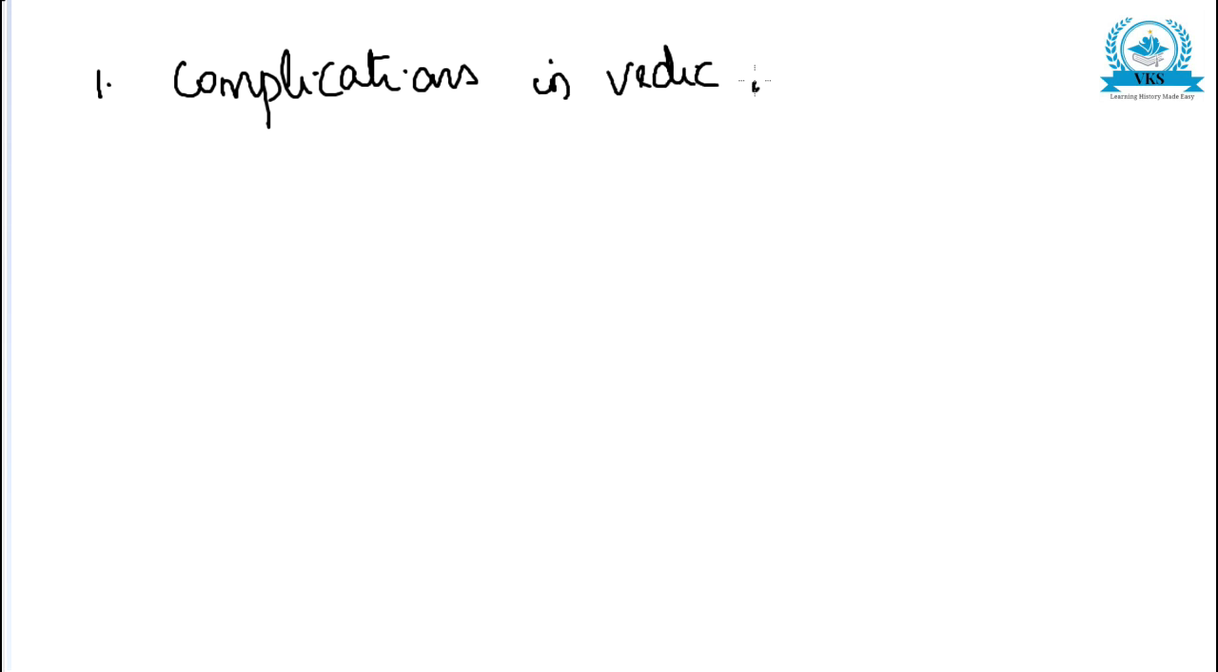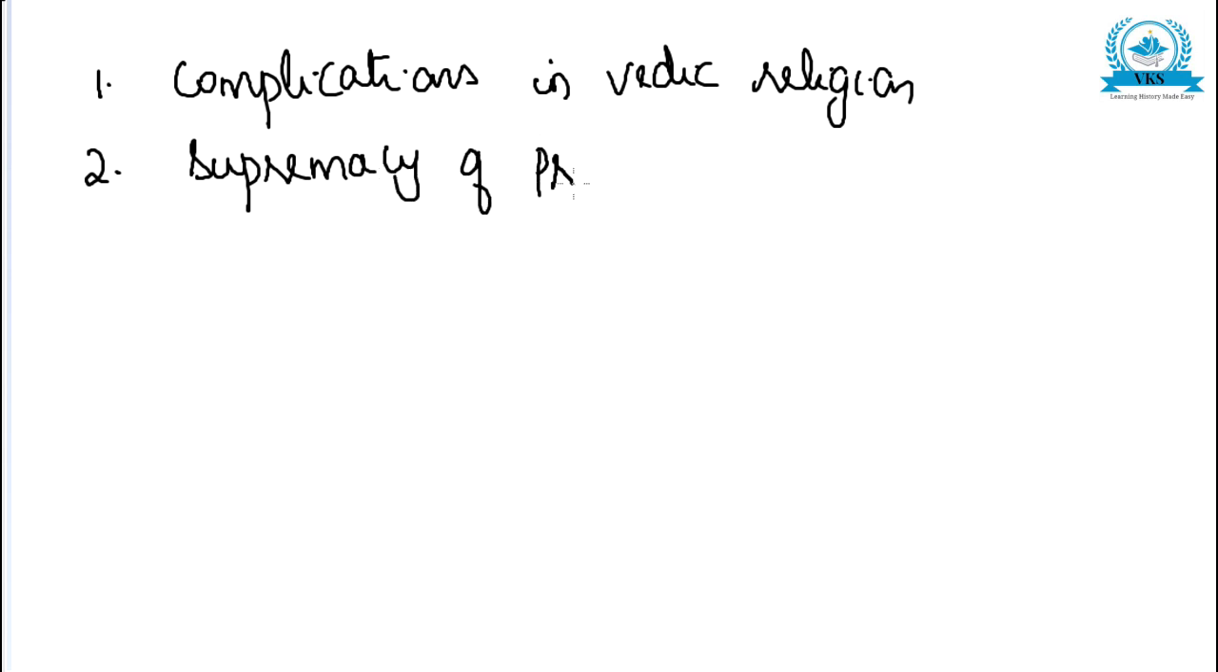So when the 5-mark question comes, what were the factors responsible for the rise of new religion, you have to write 6 points as the answer. First point you have to write is complication in Vedic religion. Second point you can write is supremacy of priestly class.